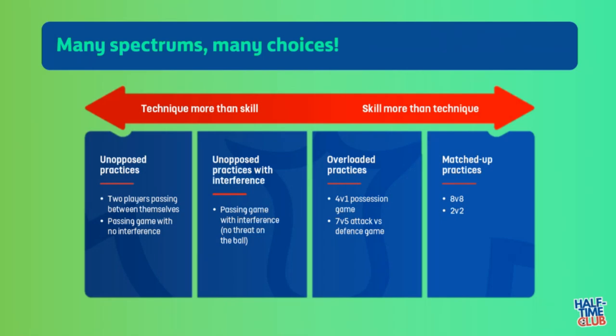In the third bit here, we have overloaded practices. So this could be a 4v1 practice. So we're giving lots of success to the team that's overloaded, probably less success to the team that's underloaded. But actually, depending on what we want to achieve within our practice, there may be a clear rationale and intention behind doing that. And then finally, we have our matched up practices, which is your typical game-based activity, which is 8v8, 5v5, 2v2, 3v3, for example. So that means there's equal numbers on both teams.